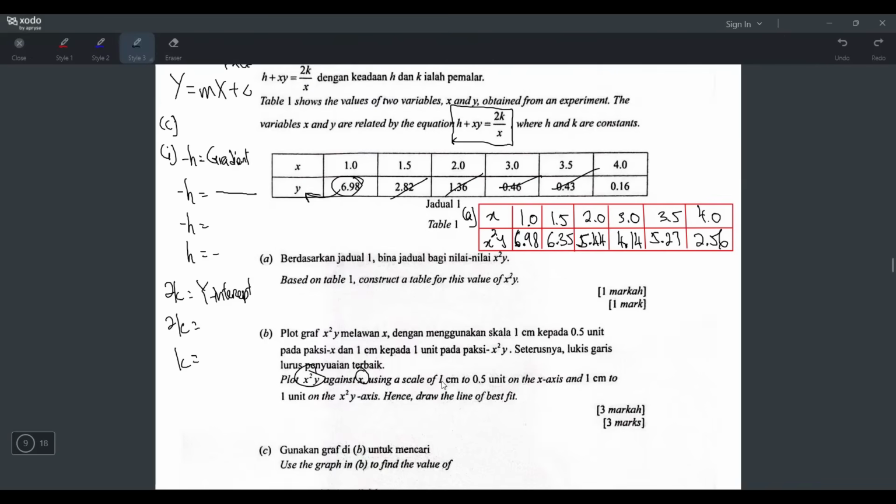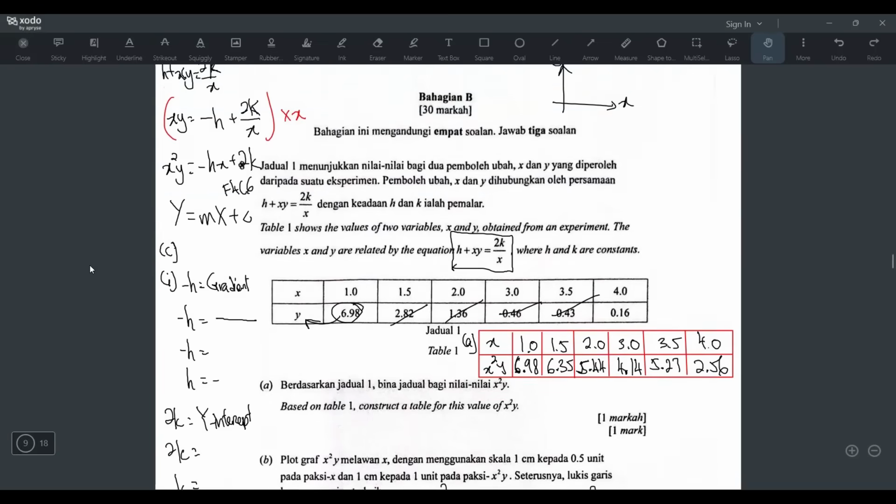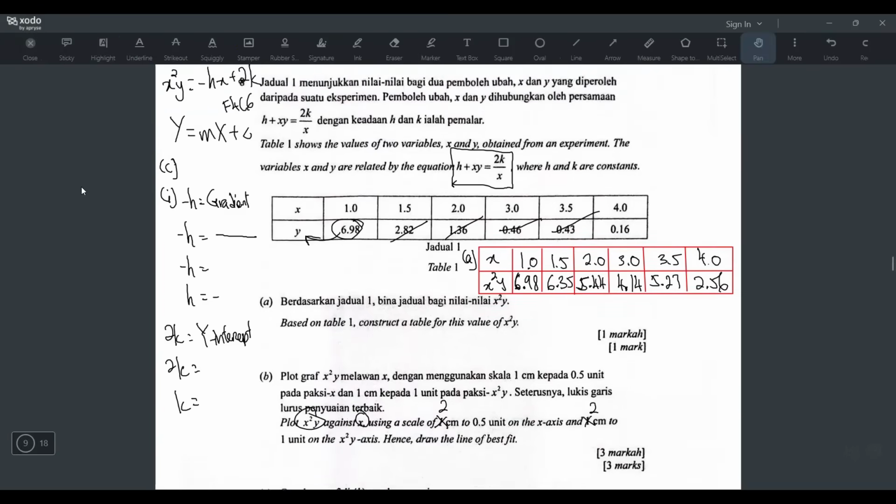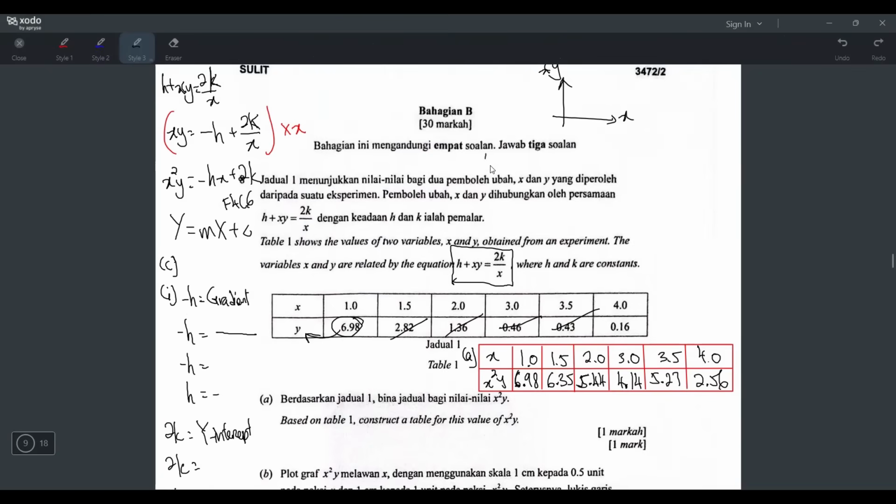Okay, this one I think they made a mistake here. It's not 1 cm, it's 2 cm. Because if you use 1 cm to 0.5, your graph will be so small. Imagine, 1 cm to 0.5 means 2 cm to 1. So it will be 1, 2, 3, 4, and that's it, because your x highest value is 4.